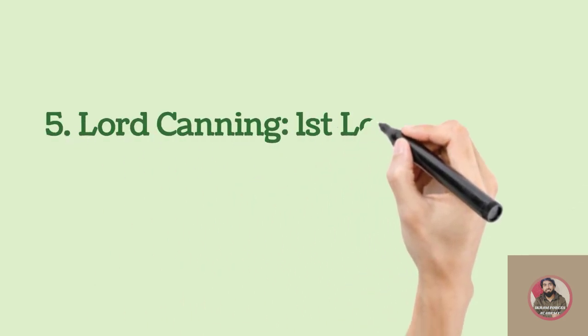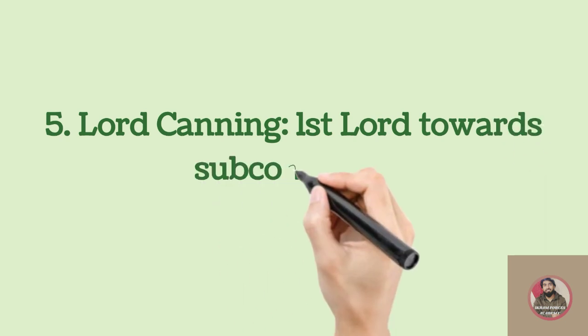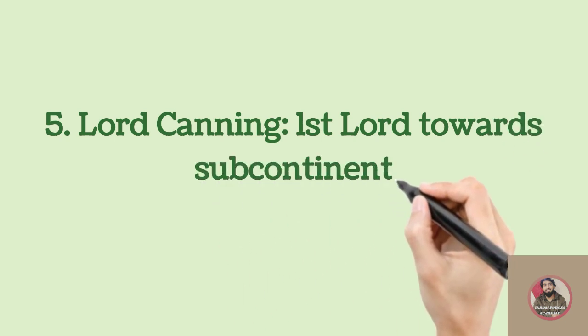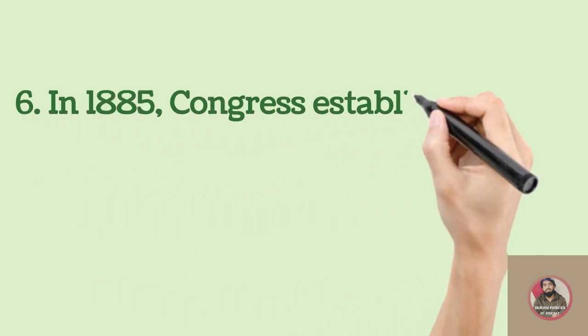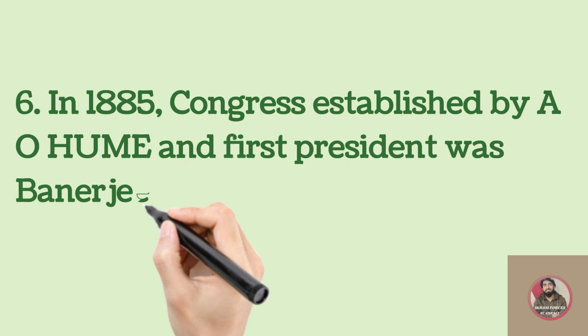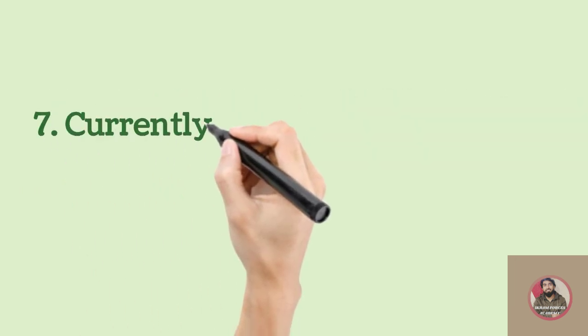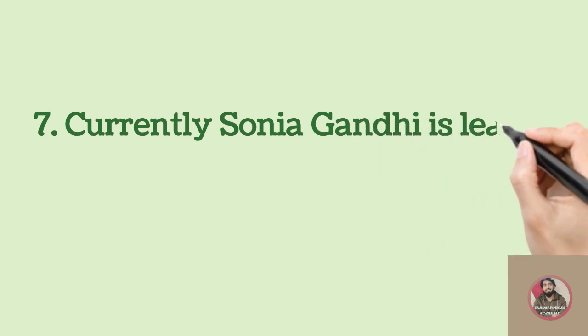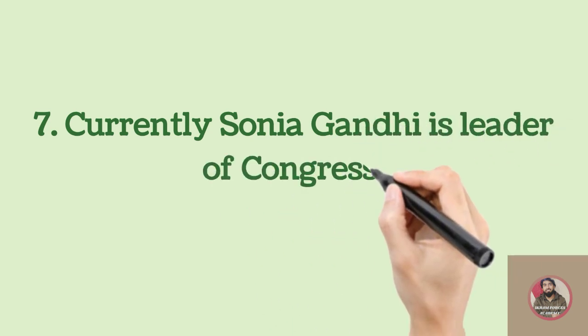Lord Canning was the first Viceroy of the subcontinent. In 1886, Congress was established by A.O. Hume and the first president was Banerjee. Currently, Sonia Gandhi is leader of Congress.